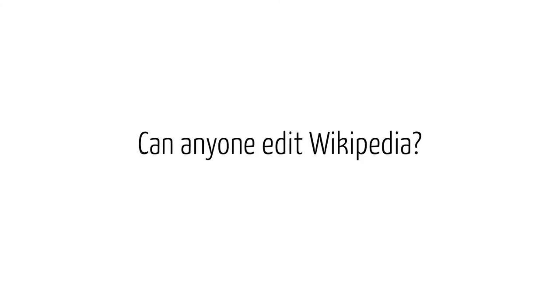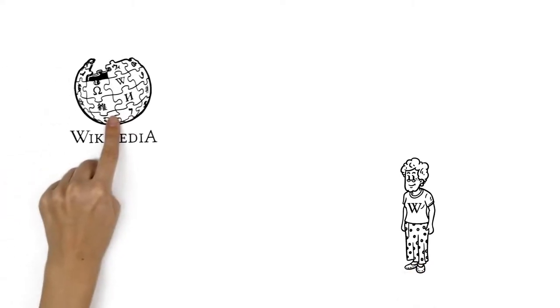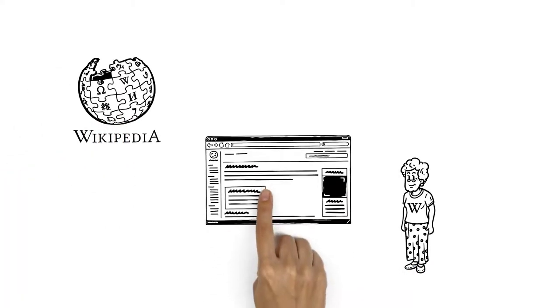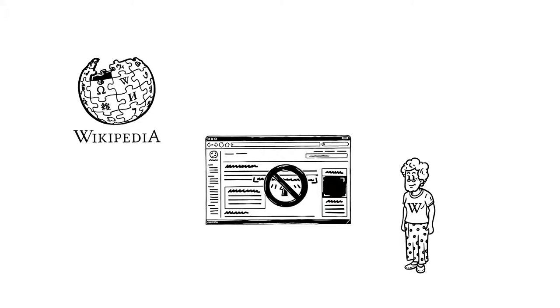Can anyone edit Wikipedia? This is Lisa. Lisa is new at Wikipedia and wants to edit an article, but for some reason she can't. She realizes that the article is semi-protected. Why is that?